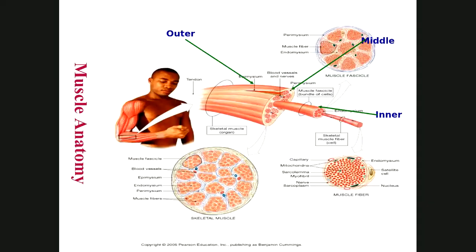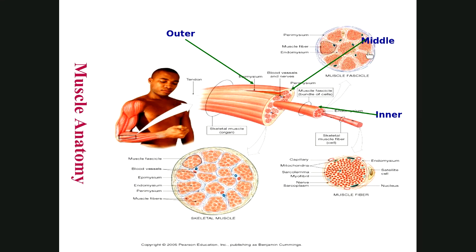So let's look at the details of muscle anatomy. Here is our muscle. It's connecting to the periosteum via the tendon. We'll learn that skeletal muscle is structurally divided by connective tissue. So here's the entire muscle and tendon, and the connective tissue around the whole outside here is called the epimysium. We'll learn that the epimysium surrounds these bundles of muscle cells, which are called fascicles.